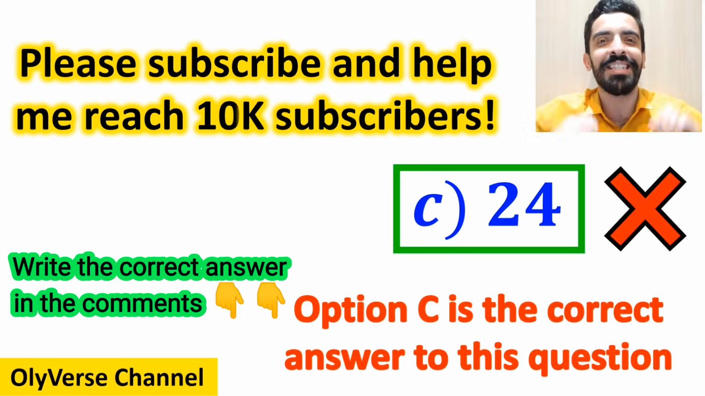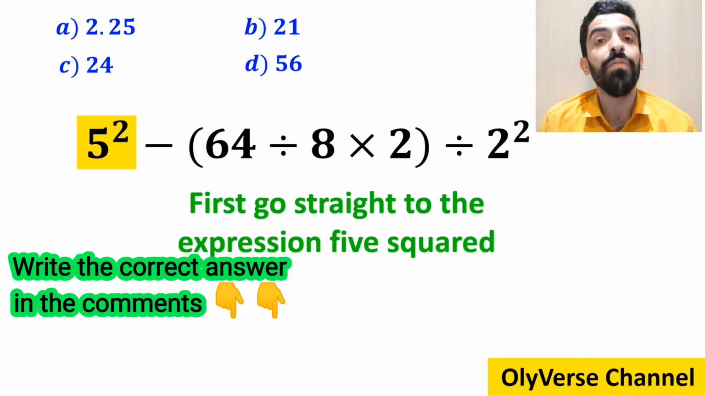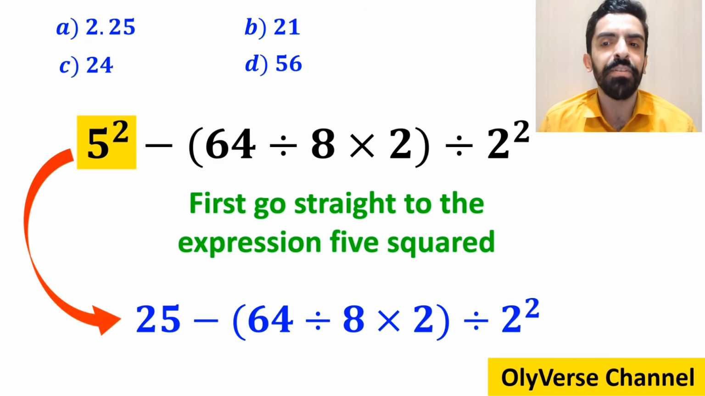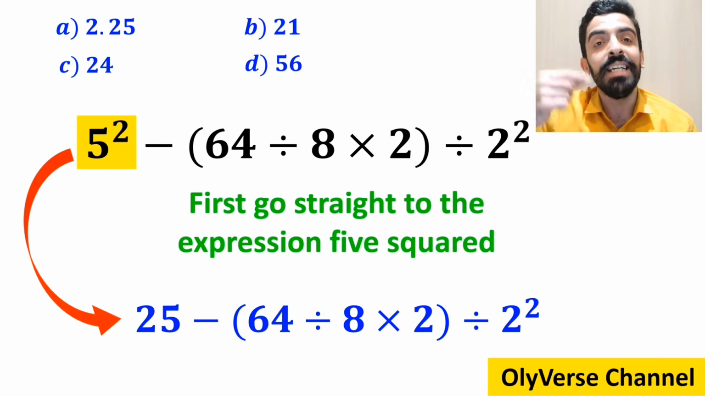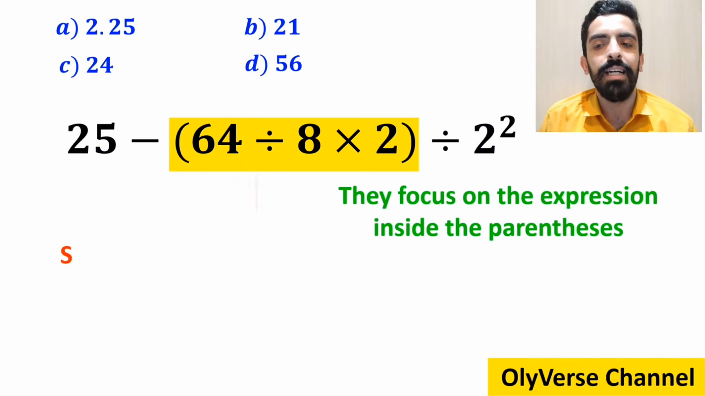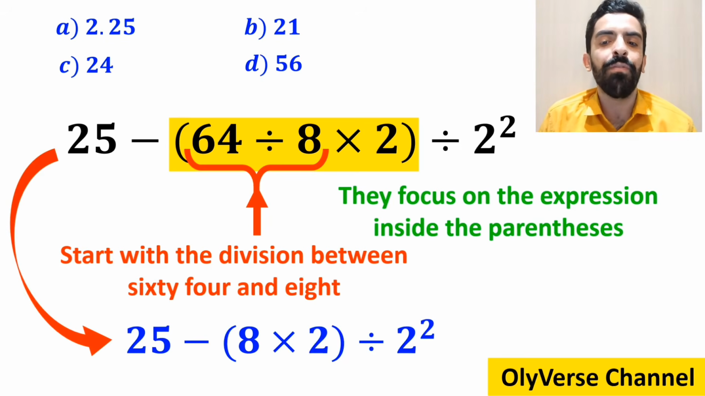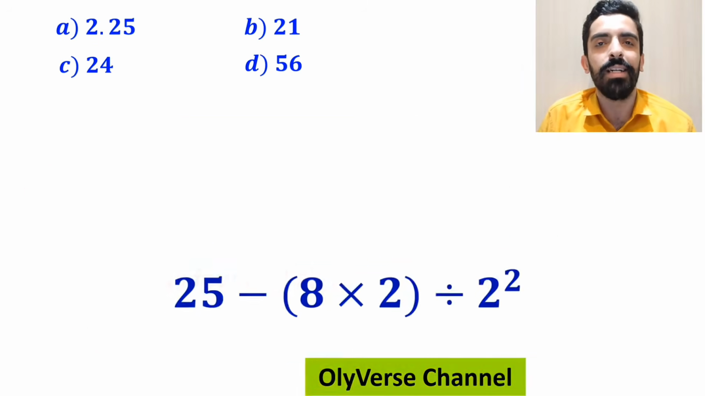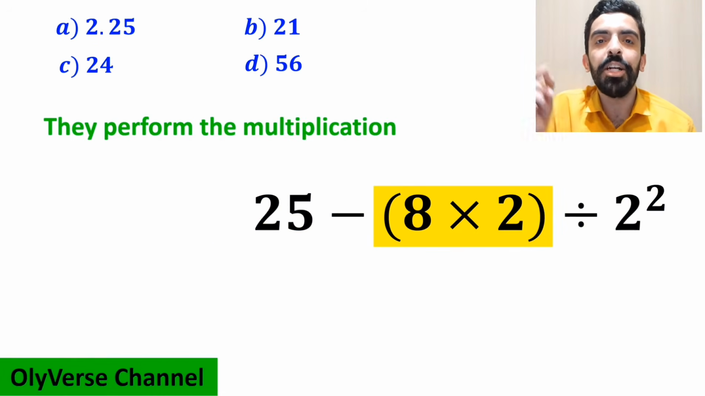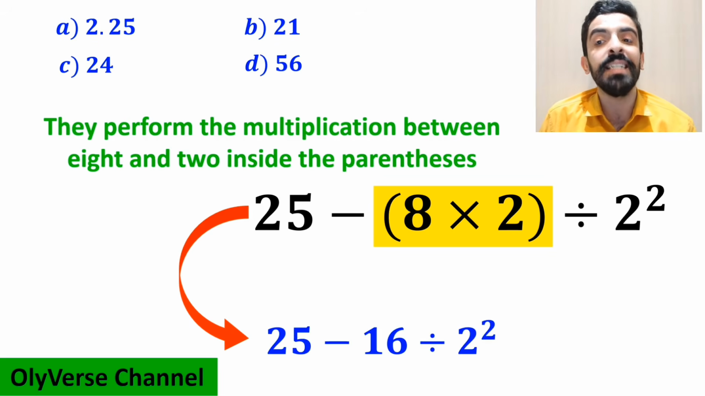However, that's definitely wrong. Also, some other people when solving this question first go straight to the expression 5 squared and simplify this expression to 25 minus 64 divided by 8 times 2 inside the parentheses, then divided by 2 squared. And the next step, they focus on the expression inside the parentheses and solve the division between 64 and 8. So, they rewrite this expression to 25 minus 8 times 2 inside the parentheses, then divided by 2 squared.